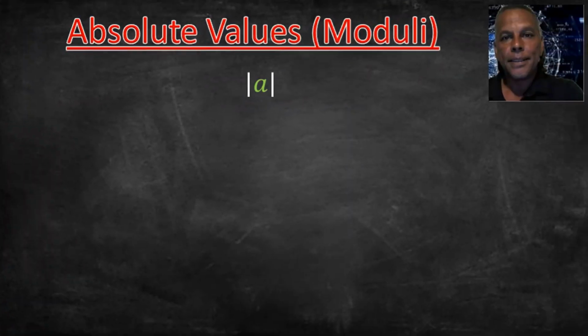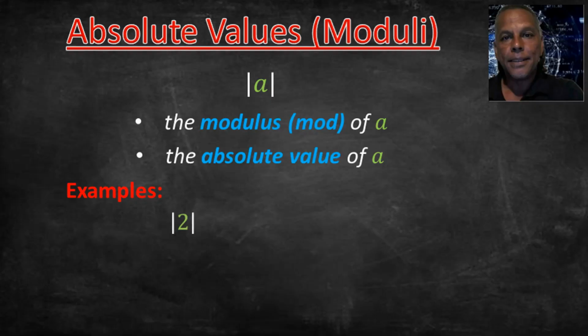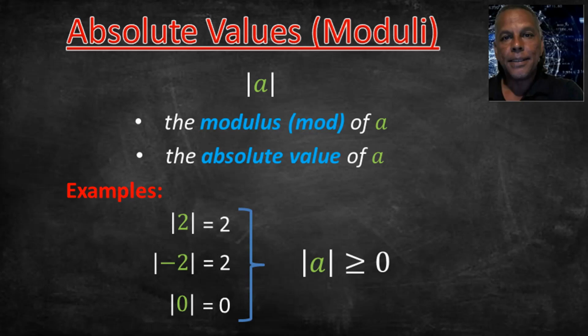This is the notation that we use for the modulus or the mod of A. We can also call it the absolute value of A. Let's take a few examples. The mod of 2 equals positive 2. The mod of negative 2 is also equal to positive 2. And the mod of 0 equals 0. From this we can see that the mod of any number A will always be greater than or equal to 0.